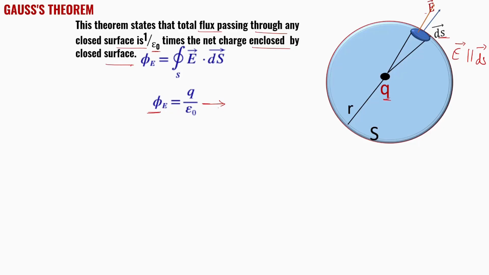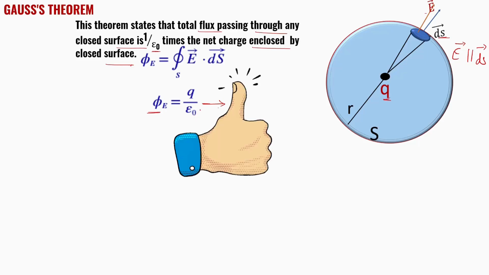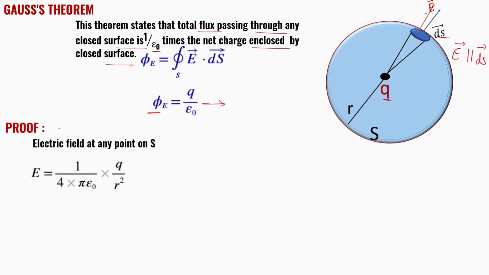We will be proving this Gauss theorem. So here the flux associated is q by epsilon naught, where q is the total charge enclosed inside the Gaussian surface. So let us try to prove this. We know that the electric field at any point on the spherical surface S at a distance of r will be 1 upon 4 pi epsilon naught times q by r square. This is the electric field by definition.